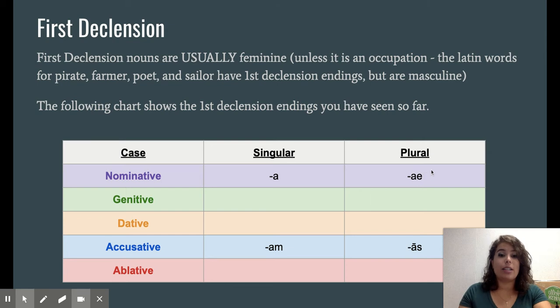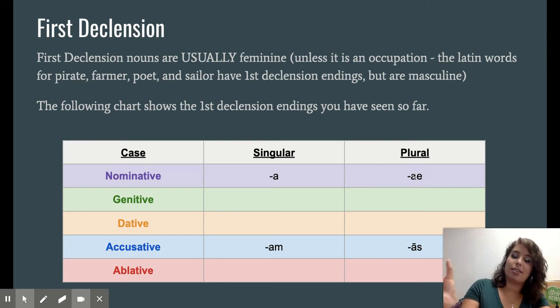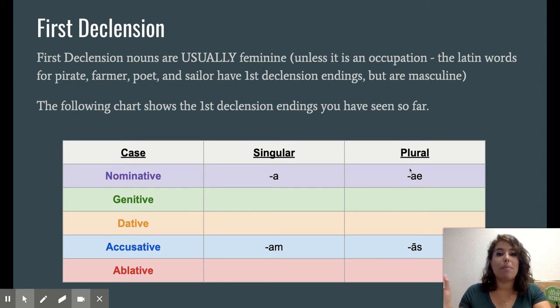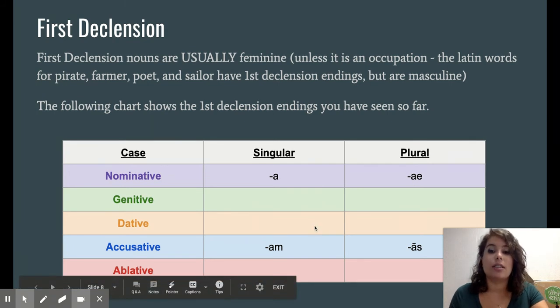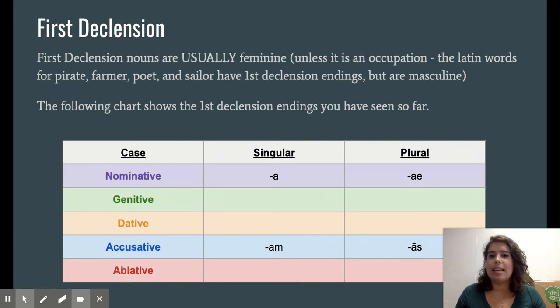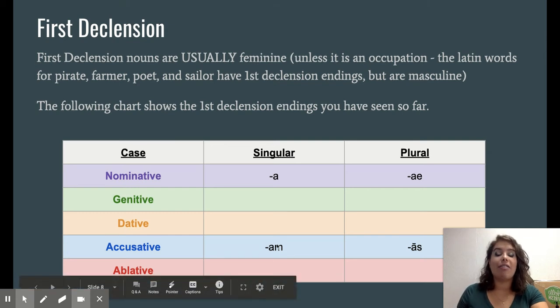Now, again, noun endings change when they become plural. So if it's a plural subject, the pirates sail the ship, you will use the form piratae, that AE ending, that I, it's pronounced I in Latin, but that AE ending is our plural subject ending. Now, if a noun in the first declension is the direct object, so I see a pirate, a pirate in that sentence is a direct object receiving the action of the verb, we're going to have the ending am, so piratam, right?